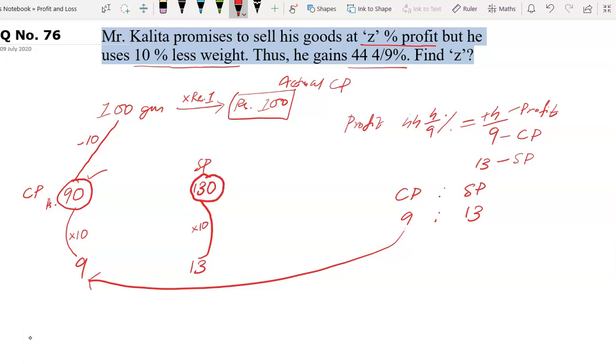So this Mr. Kalita, what he does, he sells his goods at Z% profit. Now our actual CP is 100 and his actual SP is 130. So there is a profit of 30 units. So if we need to find the profit percent, it is equal to profit upon CP, 30 upon 100 into 100. So this will give us profit as 30%. So this is our answer.